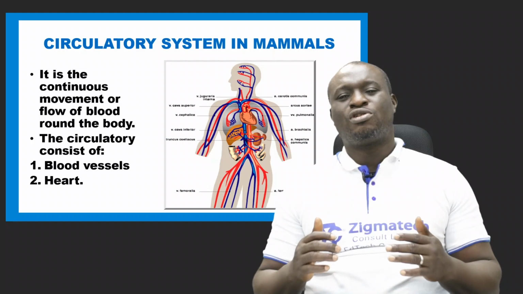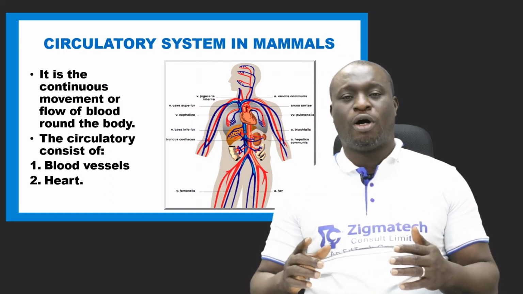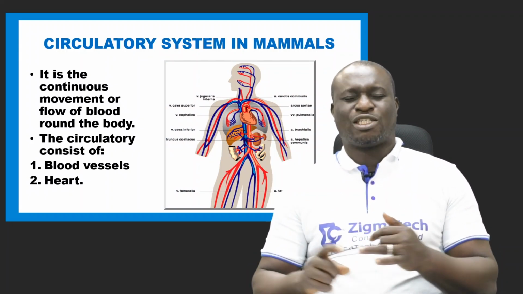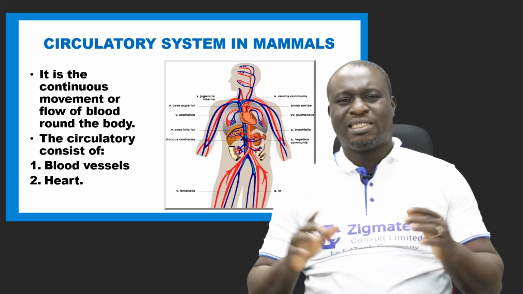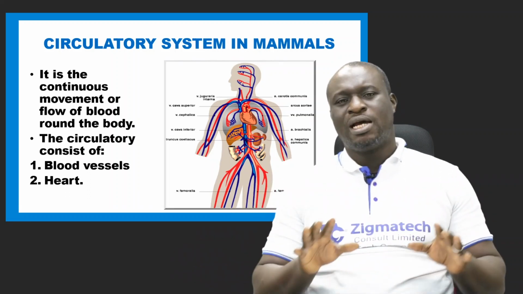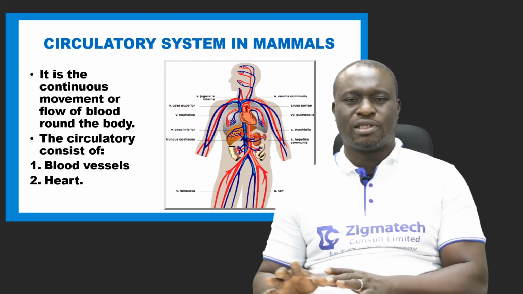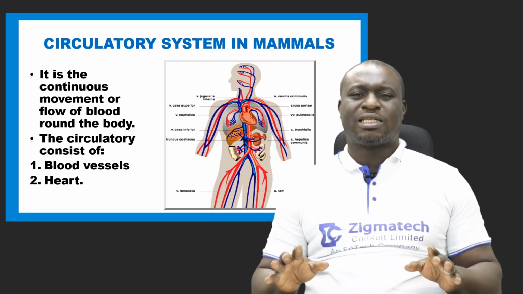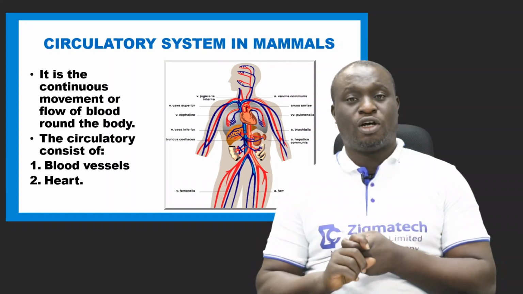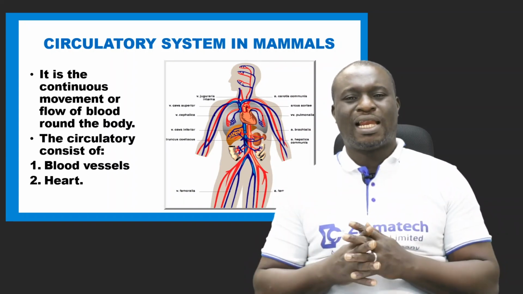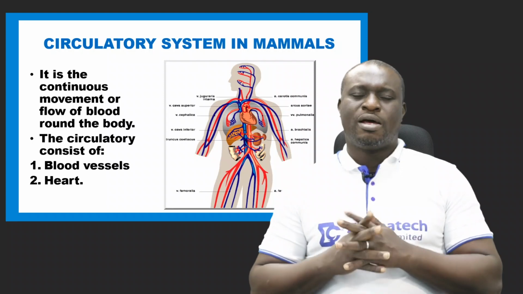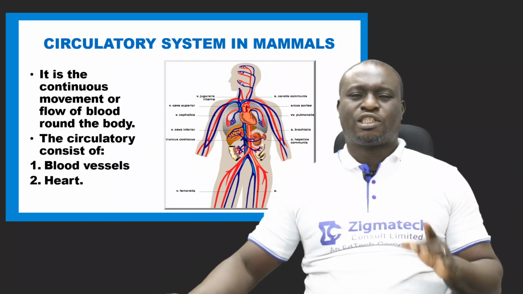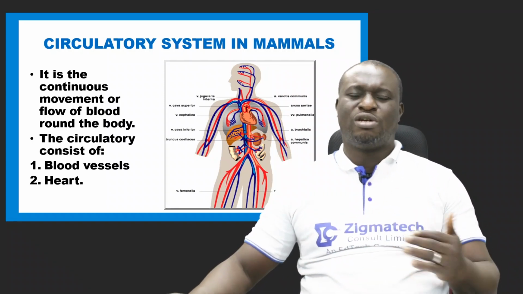Now, the circulatory system is actually made up of the blood vessels as well as the heart. These are the two main compartments that make up the circulatory system, blood vessels and the heart. And in this class, we're going to be discussing the blood vessels, but in our subsequent classes, we're going to describe the heart. So today, let's take a look at types of circulatory system.